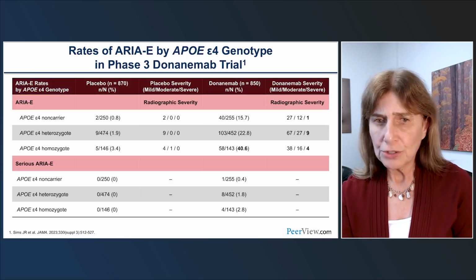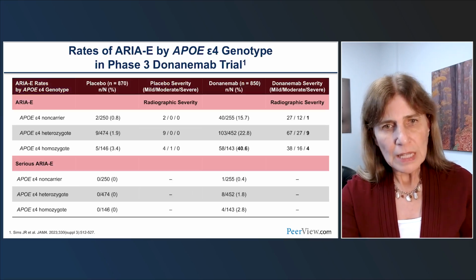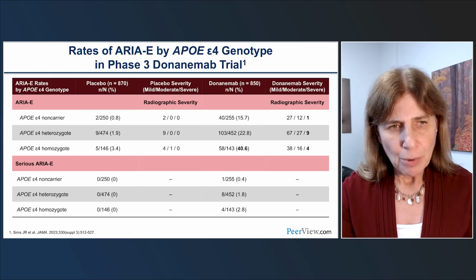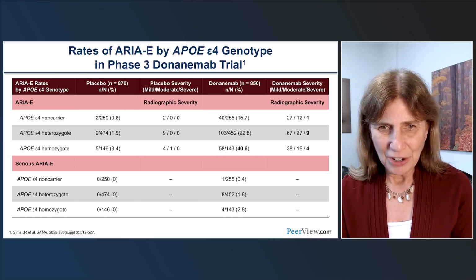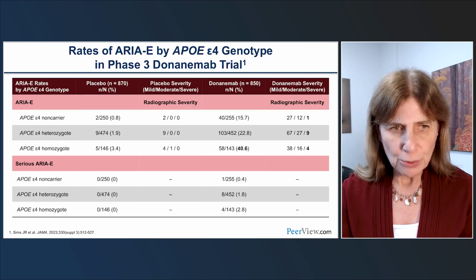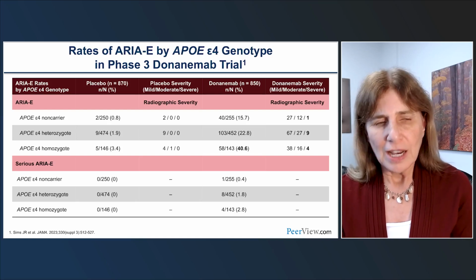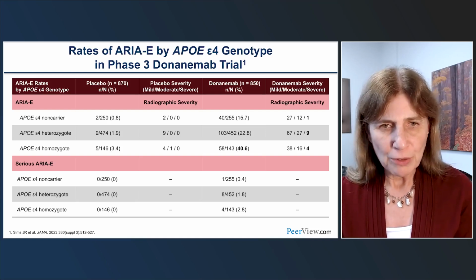Let's turn to donanemab now. And what you'll see is a similar trend across the APOE carrier types. You have greater risk of ARIA, both ARIA-E on this slide and ARIA-H, the greater number of APOE4 alleles.